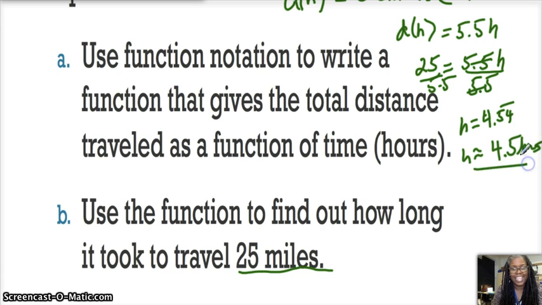All right? And so that's how we can write a function in function notation and use that function notation that we've created to actually solve a problem.